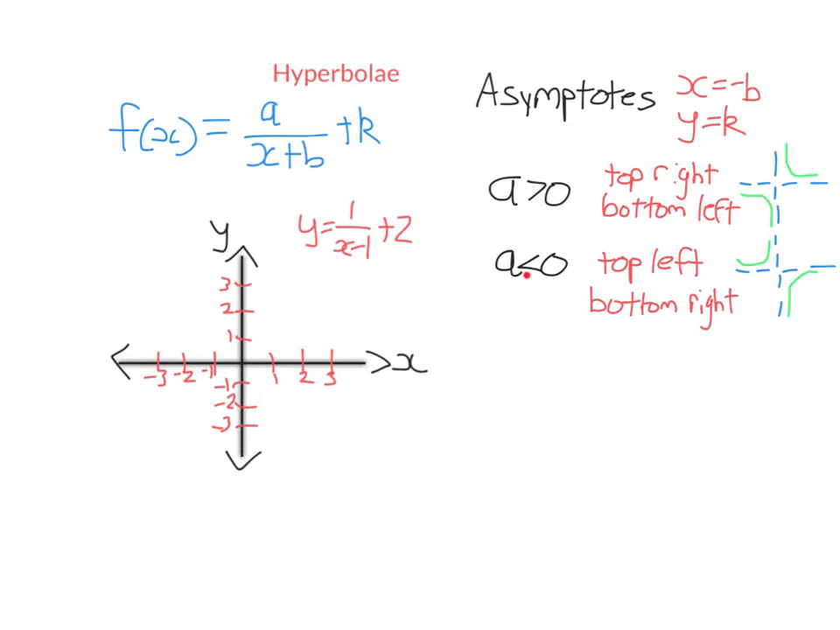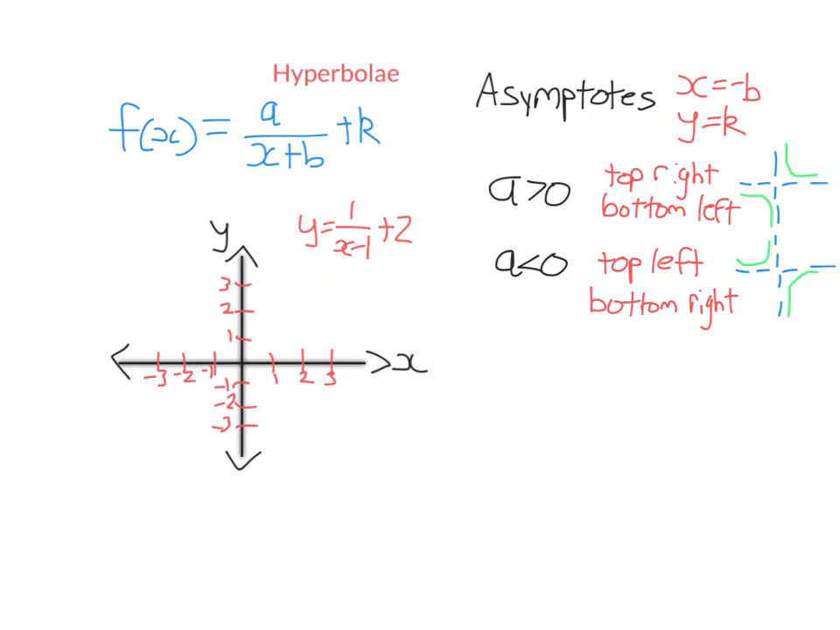If a is less than 0, or this number on top of the fraction is negative, it lives in the top left and bottom right. Because these asymptotes kind of divide the plane into 4 quadrants. So that's what I mean. If a is negative, it lives in the top left quadrant and the bottom right quadrant. So let's have a go at graphing this one here.